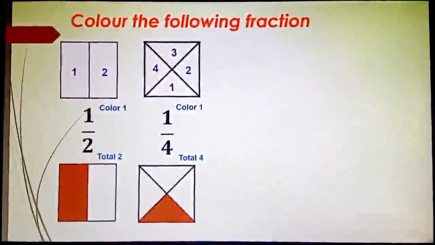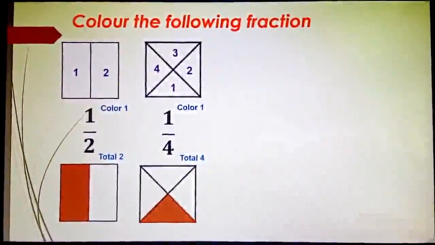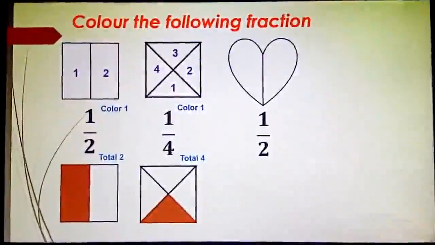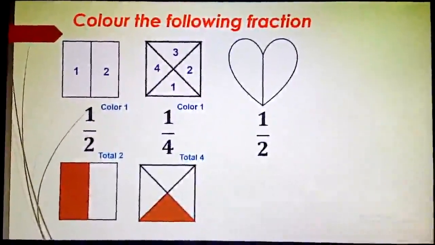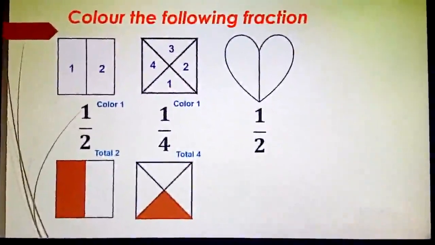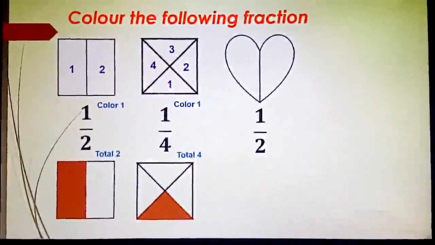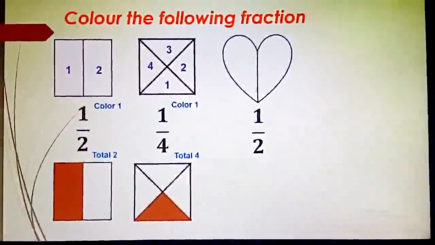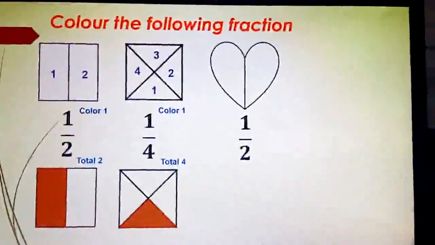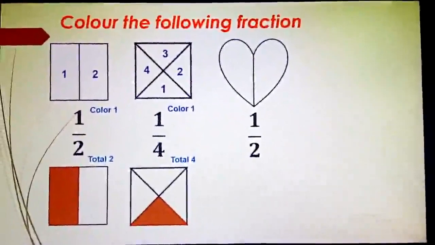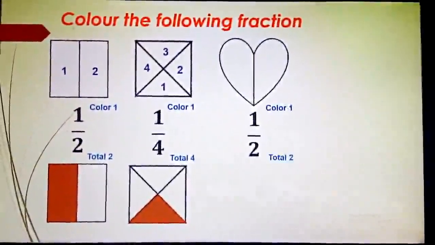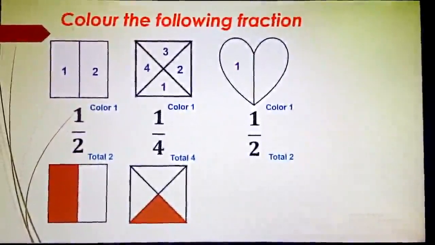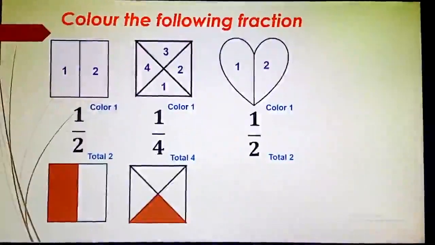Okay, take another example. Here we have half fraction. To color half fraction, this means that we will take one part from 2. This means that we will color one part from total 2. Color 1, total 2. Let's count. 1, 2, and color 1.